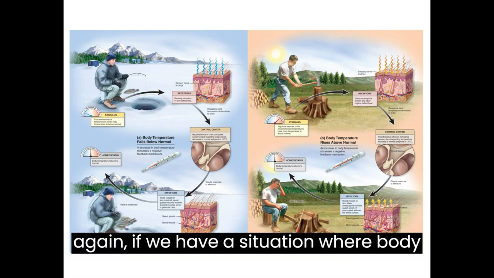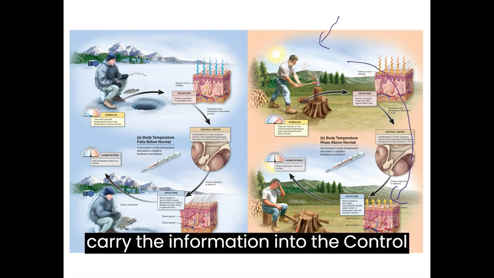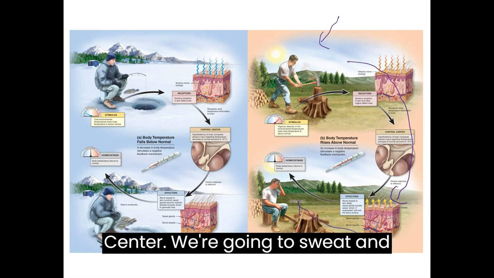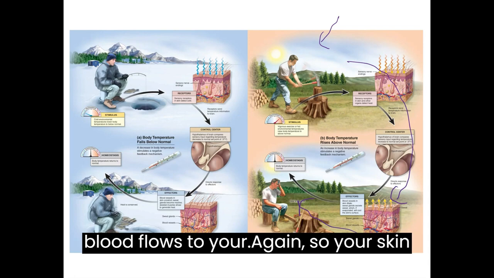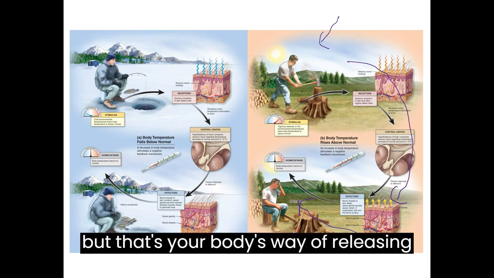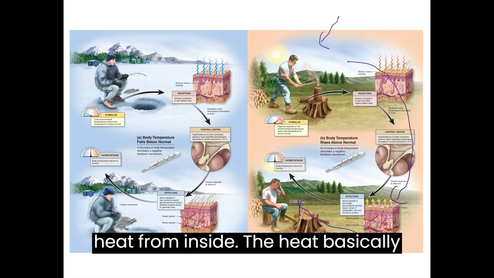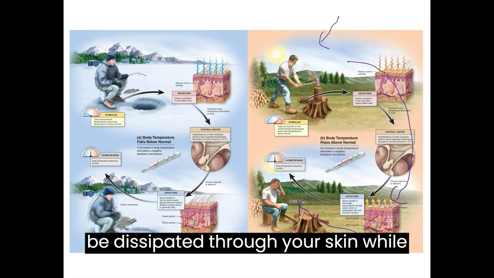So again, if we have a situation where body temperature goes up, we're going to carry the information to the control center. We're going to sweat and vasodilate. When you vasodilate, more blood flows to your skin, so your skin might turn red or pink and feel warm, but that's your body's way of releasing heat from inside. The heat basically travels through your blood where it can be dissipated through your skin.